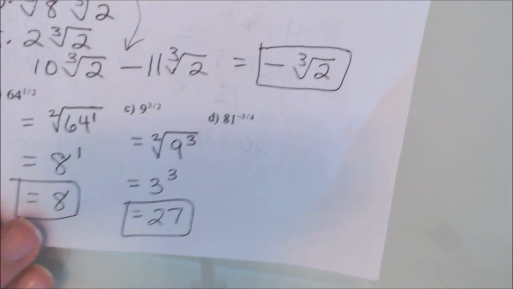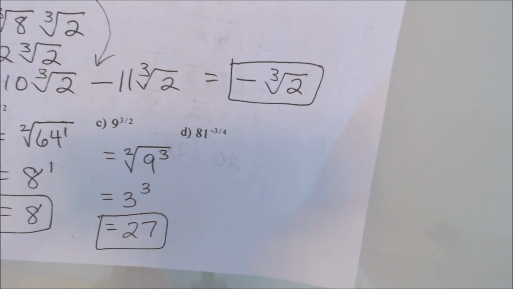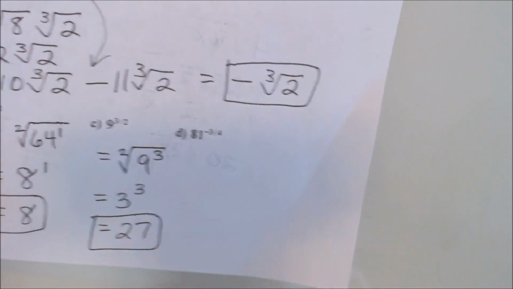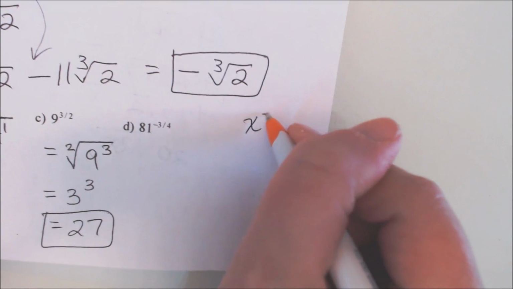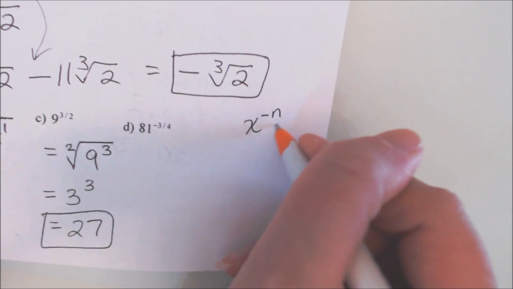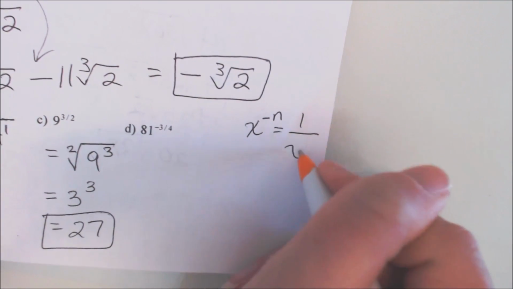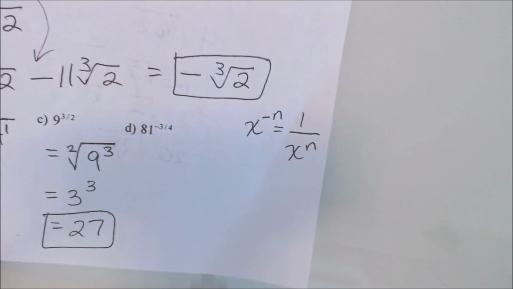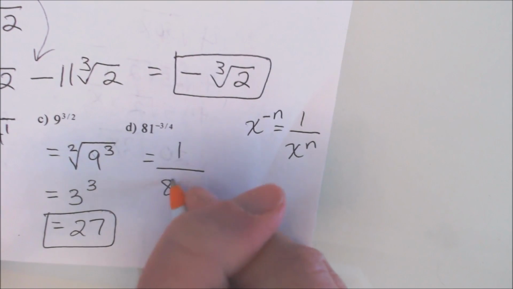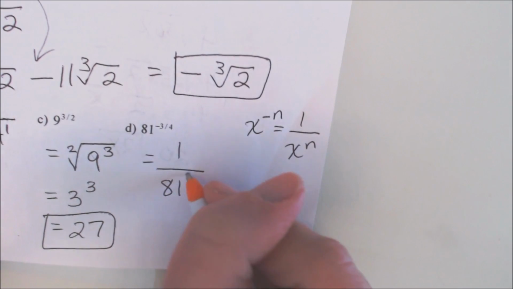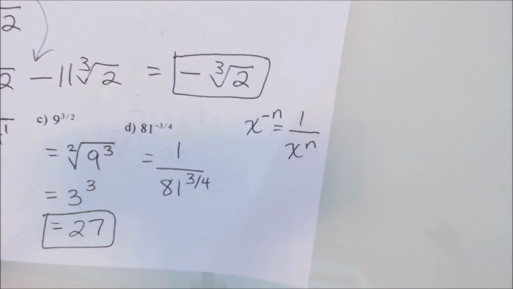Last one, there's a little extra thing here. It's got a negative exponent. So before you do anything, get rid of that negative exponent. If you'll recall from the last section, P.2, we had a rule with exponents that said if you have x to a negative power, you can rewrite that as 1 over x to the positive power. That's the rule we're going to apply here. So I'm going to write this as 1 over 81 to the positive 3/4 power.